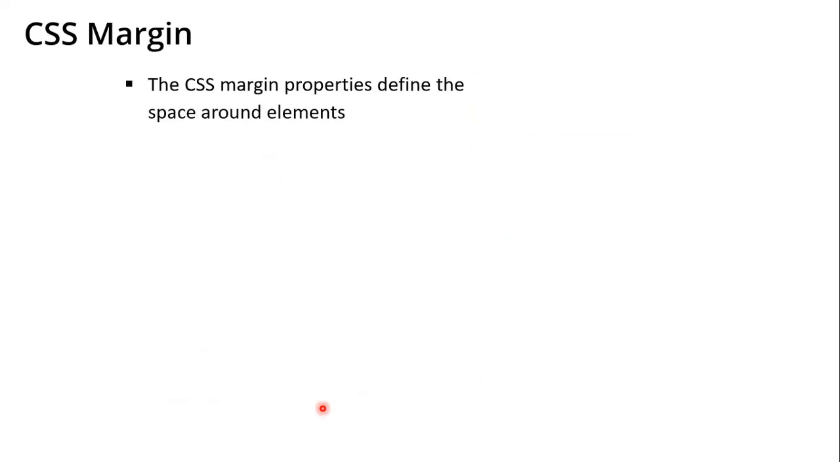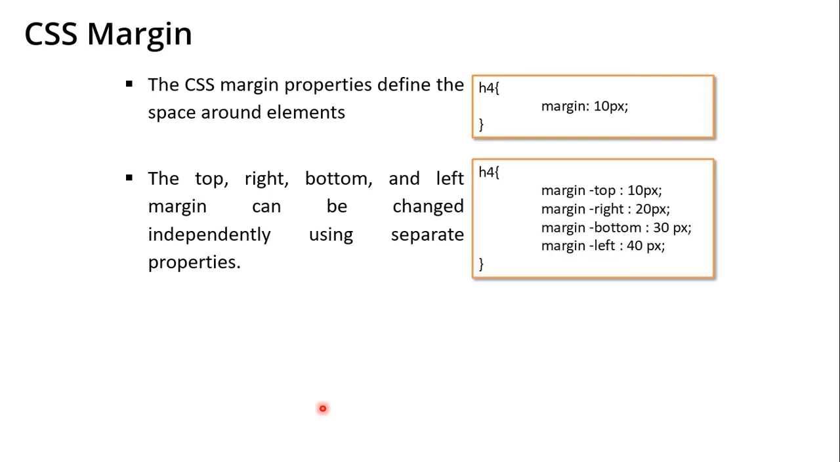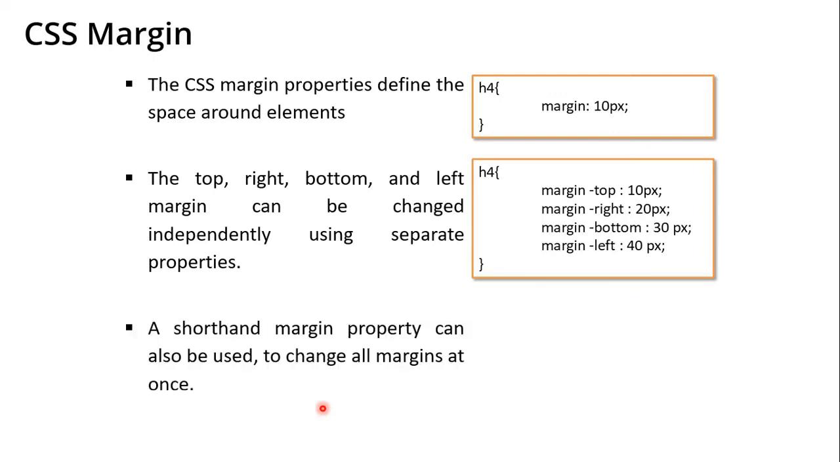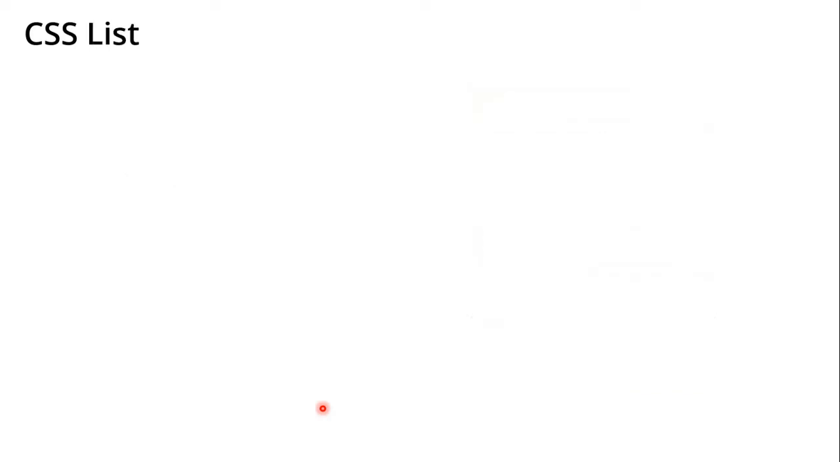Next is CSS margin. The CSS margin properties define the space around the element. So margin colon 10 pixel. The top, right, bottom and left margin can be changed independently using separate properties: margin top, margin right, margin bottom and margin left. The shorthand margin property can also be used to change all margins at once. We write margin colon and provide the 4 values for top, right, bottom and left. So this is the CSS margin.